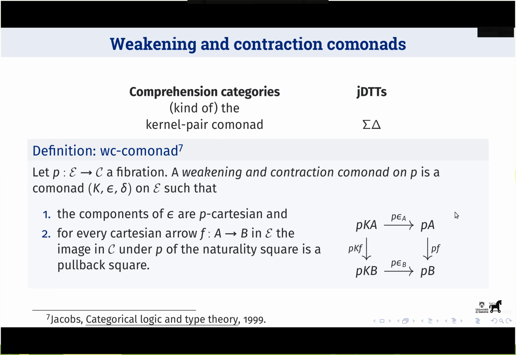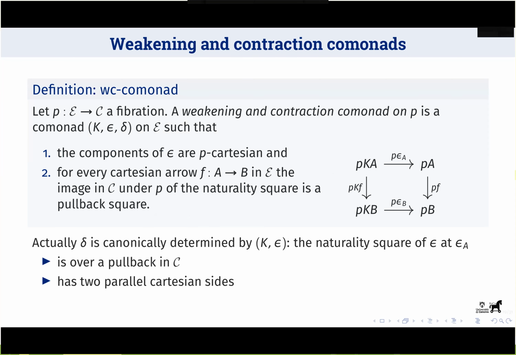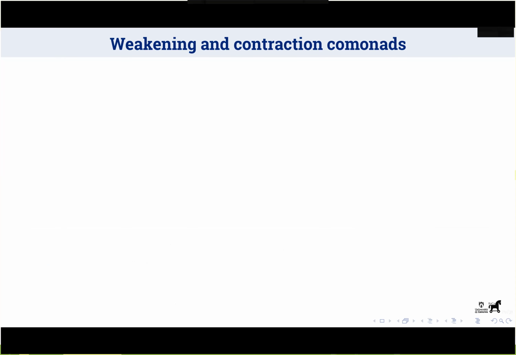So first of all, a remark: this is a comonad only in some bounded sense, because actually the co-multiplication is canonically determined by K and epsilon, because the naturality square of epsilon at epsilon A itself is over a pullback and has two parallel Cartesian sides. So it is in itself a pullback. So it's very much bounded in this sense. Okay, so we have a fibration and a comonad on the total category such that it has some interesting property.